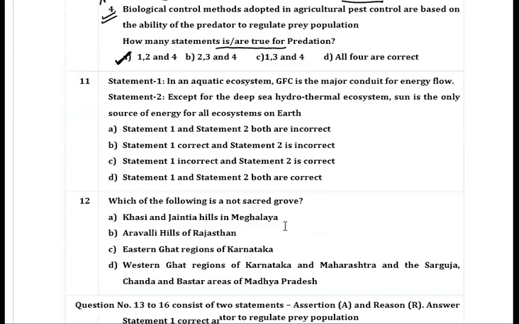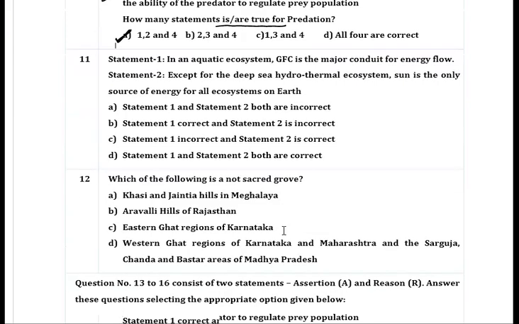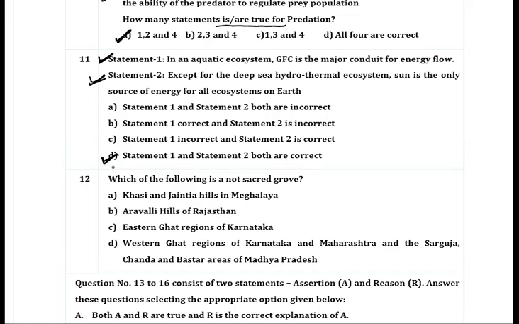The next question is statement based. Two statements are given. The first statement says that in an aquatic ecosystem, the grazing food chain, GFC, is the major conduit for energy flow. This is the statement given in NCERT and it is true. The second is, except for the deep sea hydrothermal ecosystem, the sun is the only source of energy for all ecosystems on earth. That is also true, and it is also given in NCERT as such. That means both the statements are correct, and so the answer must be D. Statement 1 and statement 2 both are correct.